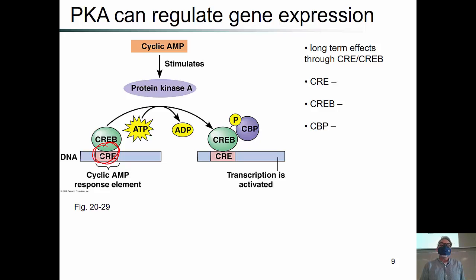The cyclic AMP response element is bound by the cyclic AMP response element binding protein, which we call CREB. CREB also, at this point, isn't doing anything significant. CREB gets phosphorylated, and now it's bound by the CREB binding protein, CBP. This serves to recruit RNA polymerase, and that initiates transcription. So this turns the pathway on. Phosphorylation of CREB activates the pathway via CBP.